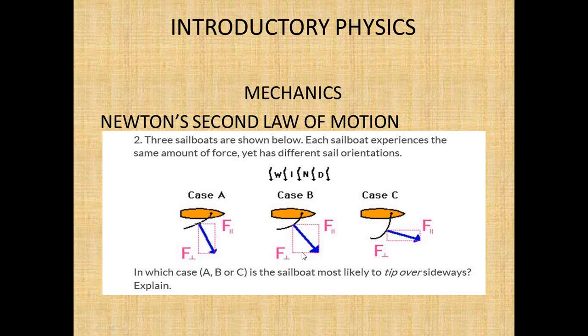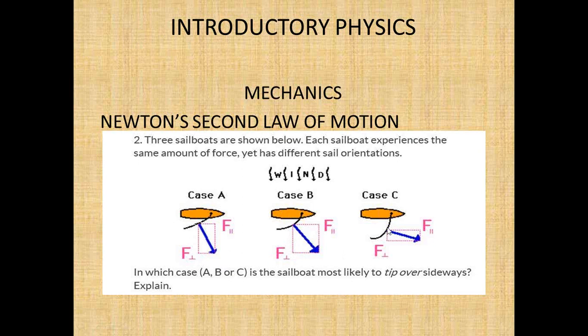This boat has a fairly large horizontal component, so it's going to propel the boat fairly fast to the right. The vertical component, which is in this direction, is not as great as in the first case. Because the wind is blowing from north to south, for the boat to tip over you have to have a very large vertical component of force.